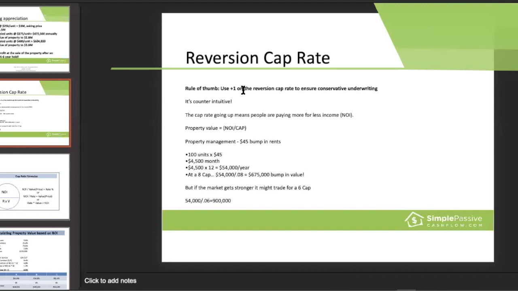Another rule of thumb out there is for every 6 months that you plan on holding the property, you increase it by a quarter point. I don't know if that's right, but you take the hold period and increase it by that much. For me, a lot of the deals that I do are 5-year holds. So however much that is, it usually comes out to 1% more.